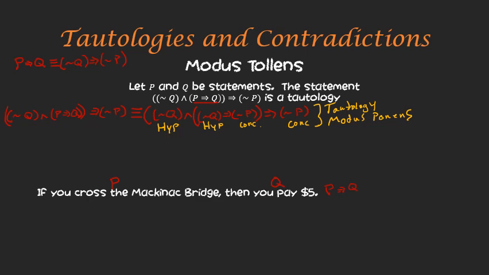And then modus tollens, we would want to deny the conclusion. So we suppose this is true, and we also suppose that we did not pay $5. So we've denied the conclusion here. We don't have Q. So what can we conclude from this? So if you cross the Mackinac Bridge, then you pay $5, and we assume you didn't pay $5, well, it must be the case that you didn't cross the Mackinac Bridge.